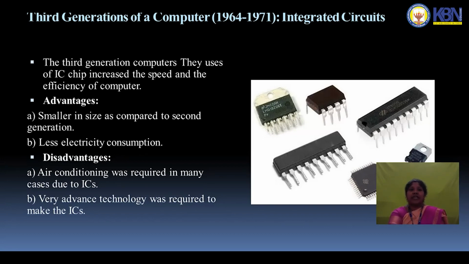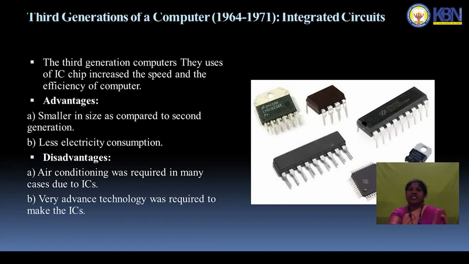And see the advantages: smaller in size as compared to the second generation. Comparatively, the first one is greater than the second one, and the second one is greater than the third one. So the third one is comparatively lesser than both. Then after, less electricity consumption also. So it takes a very small amount of power.